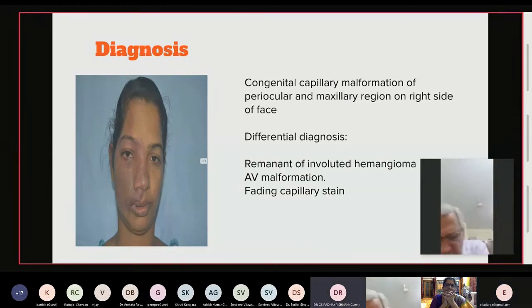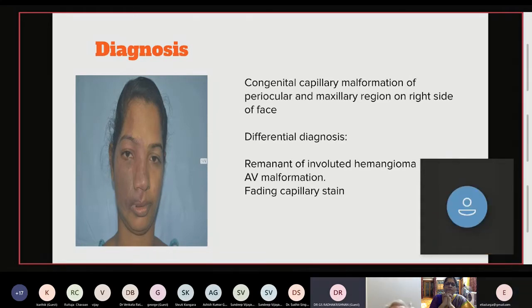But what a dermatologist would do, and what the correct method is, is to take a glass slide and apply pressure through that slide onto the lesion, right? Yes, sir. So that would be the correct method of checking whether the lesion blanches on pressure or not, right? Okay. So you said congenital capillary malformation of periauricular and maxillary region on the right side of the face. Okay, fine.